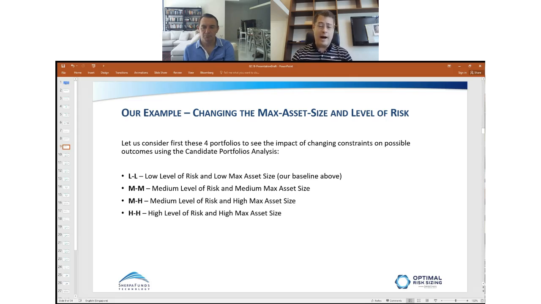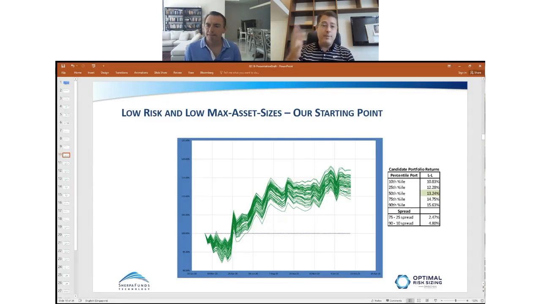And then finally, we'll look at a high and a high. So high risk, high max weight. So again, using the metrics we talked about in our candidate portfolios, this is that same visualization we looked at earlier, just looking at this low risk and low max asset weight.